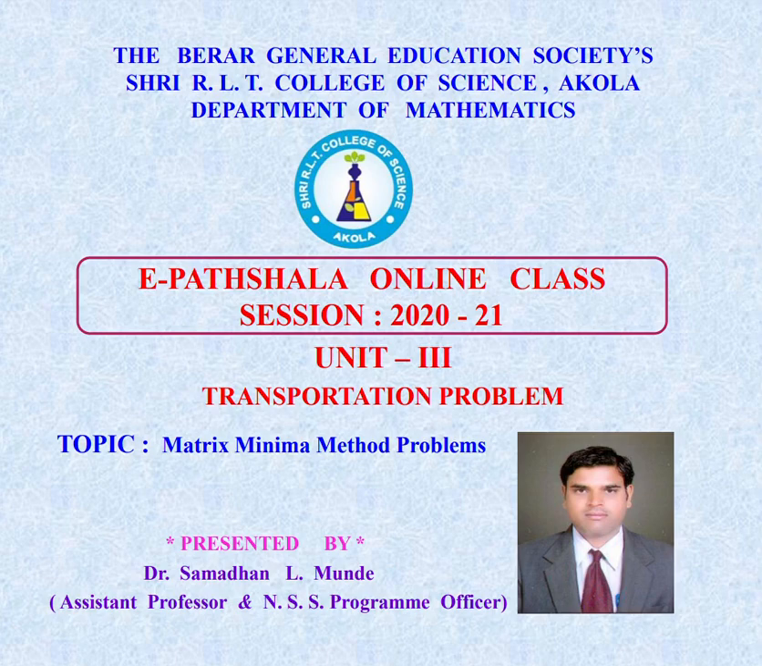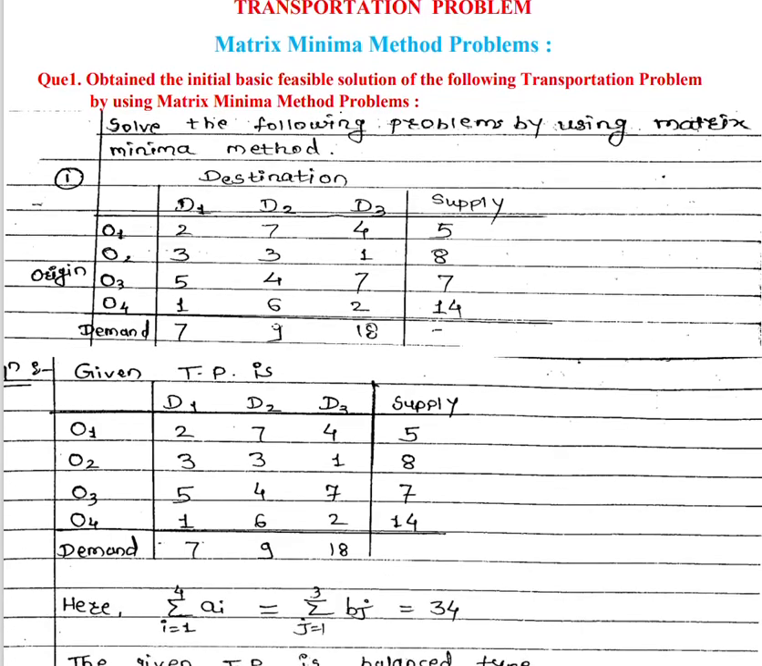So in this lecture, under the heading of transportation problem, we will see another method, that is the next method of the transportation problem, and the next method is the matrix minima method. We will see some problems on this method. Okay, so what is the first problem? Obtain the initial basic feasible solution of the following transportation problem by using matrix minima method.